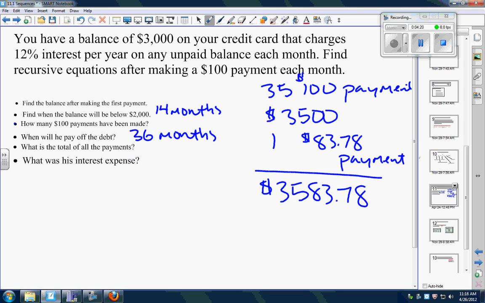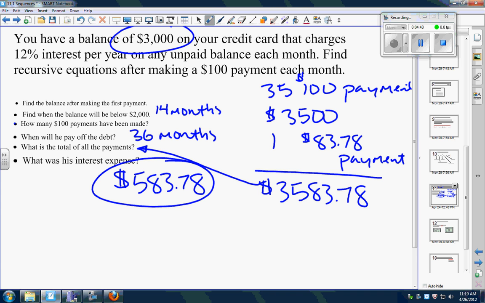So what was his interest expense? Well, if you had that much money on your credit card, so you bought that many dollars worth of merchandise, food, whatever, and it cost you $3,583.78 to pay it all off, you paid almost an extra $600 over those 36 months that it took you to pay it. So again, you pay $100 a month, you think, well, I got $3,000, it should only take me 30 months. But because of the interest, it takes you an extra 6 months there, and on average, you're paying almost $50 a month in interest, more at the beginning than you are at the end.